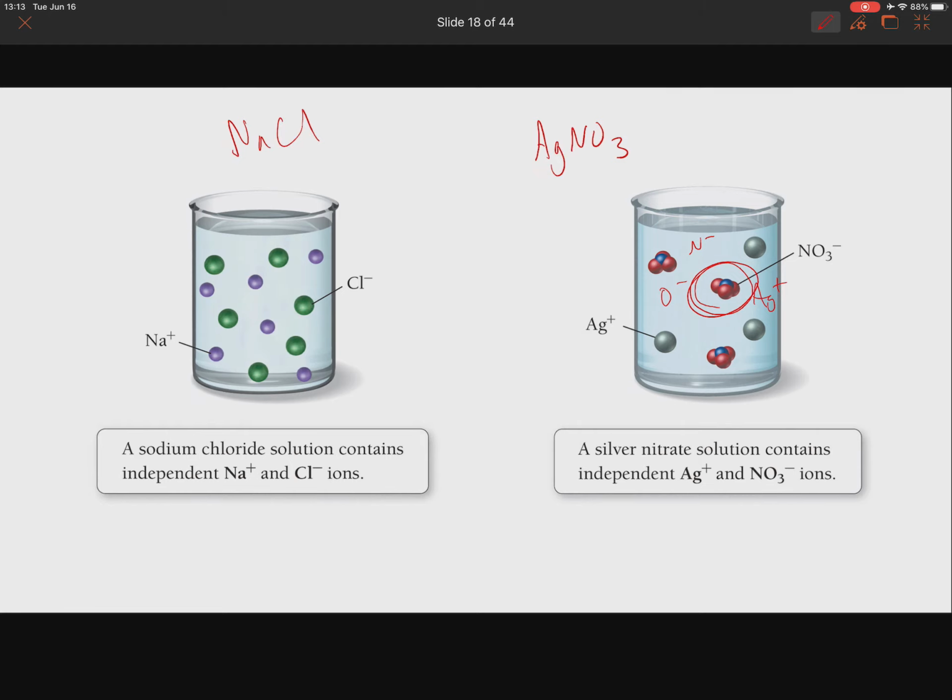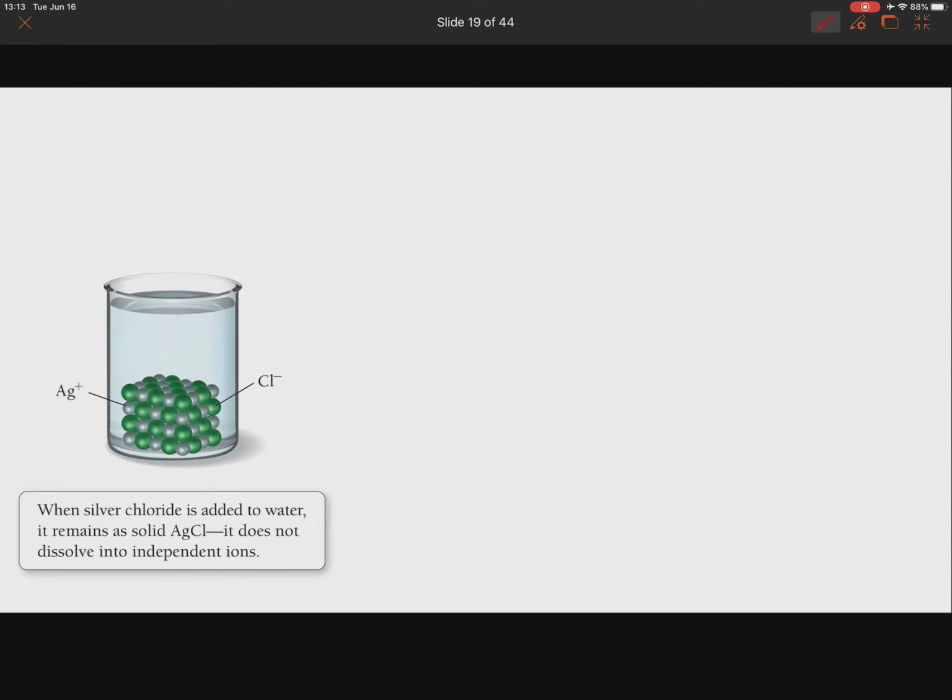All right, so both of these are strong electrolyte solutions. They dissolve completely, and you can see that they maintain their charges while they're in water. Now let's talk about something that does not dissolve. So we've got silver chloride, so AgCl.